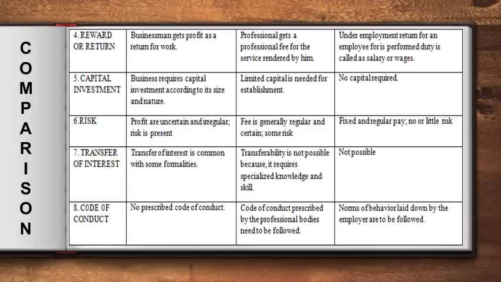Under profession, it says transferability is not possible because it requires specialized knowledge and skill. You can't transfer your profession. That means if you are a doctor, you can't give your doctor thing to somebody else. They can never get your doctor title. So that's what they're saying. You cannot sell your profession off to somebody else, where you're giving your title to someone else.